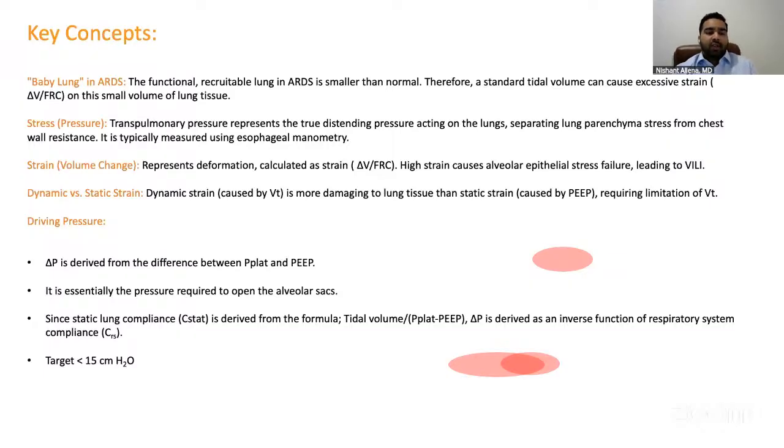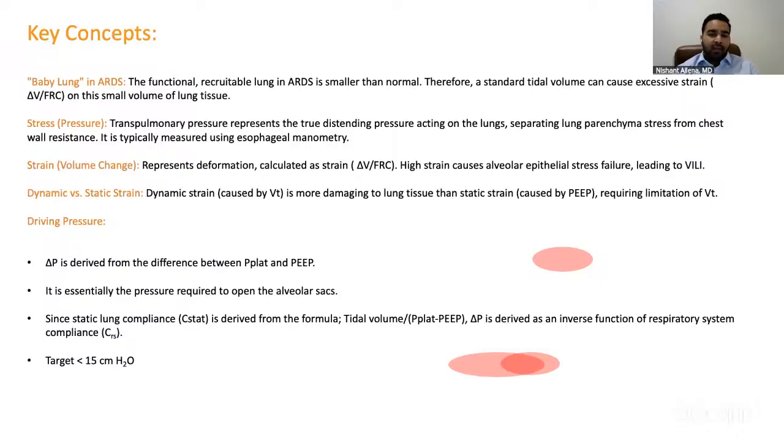Then coming to the strain. The strain is basically how much deformation is happening in the alveolus. As you can see, the formula is change in volume over FRC. High strain can cause epithelial stress fracture and it can cause ventilator-induced lung injury.